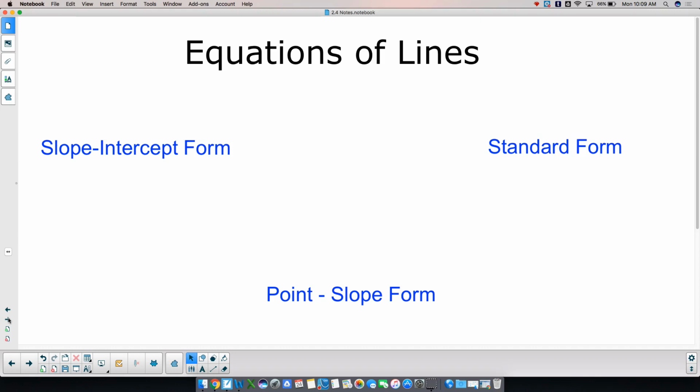So my question to you is this. What are the three different equations or forms of an equation of a line? Give me one of them. Which one is that? That is slope-intercept form. Correct. y equals mx plus b.